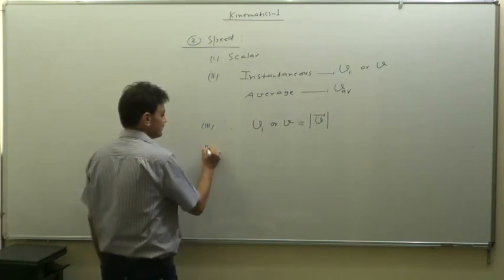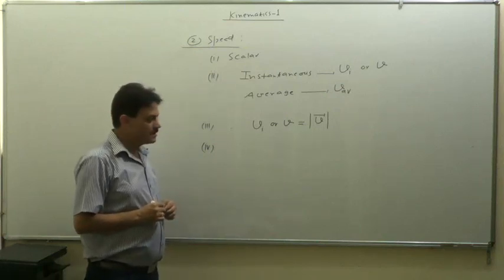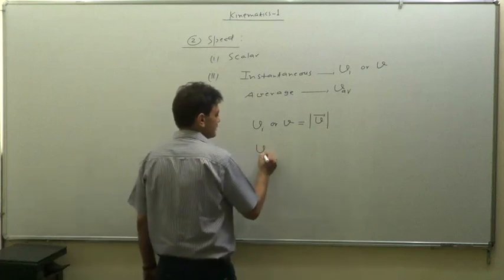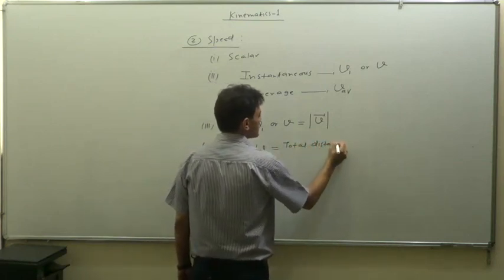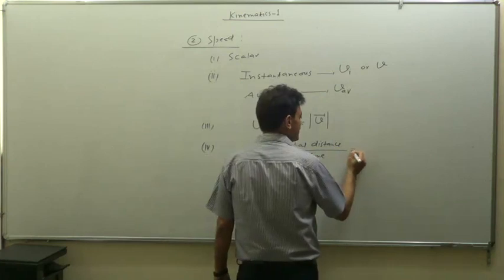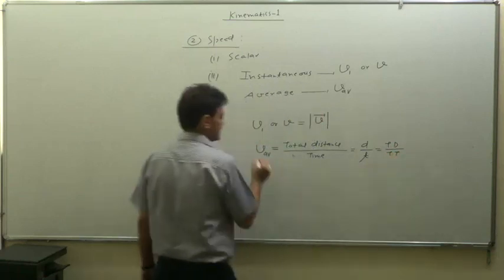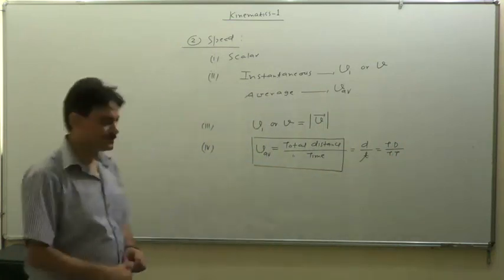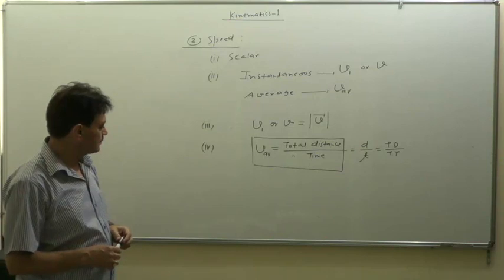And fourth point, average speed means total distance upon total time. Right? So average speed equal to total distance over total time. Rather you can write d over t, or total distance upon total time. Right? So average speed is total distance upon total time.